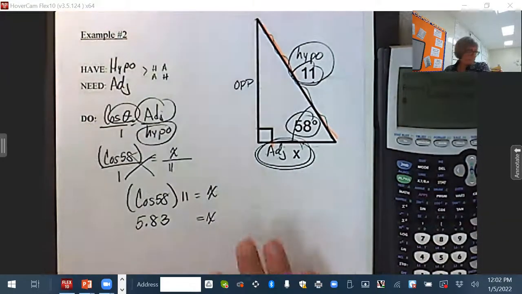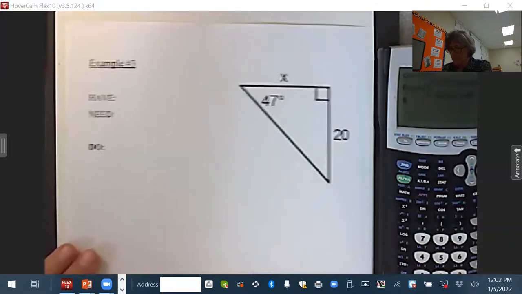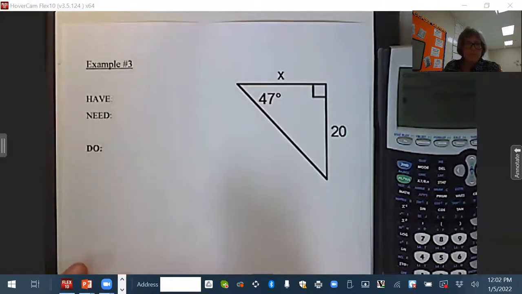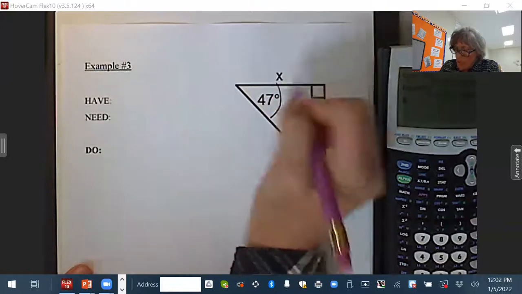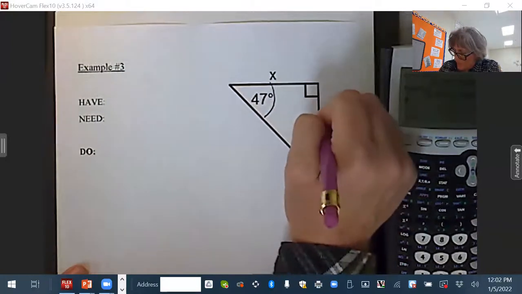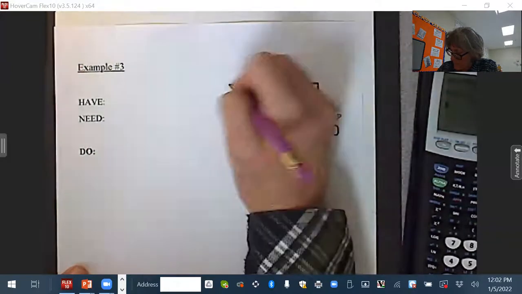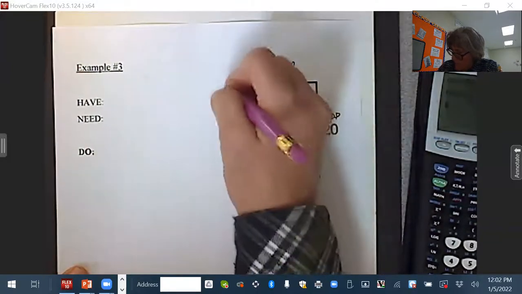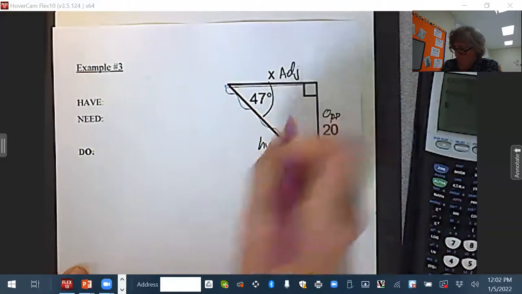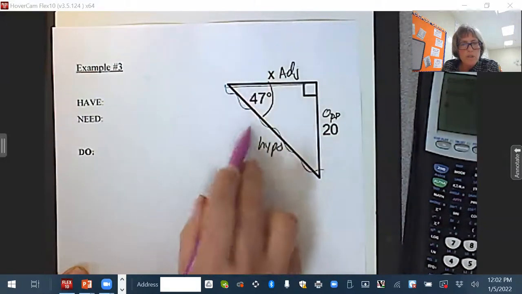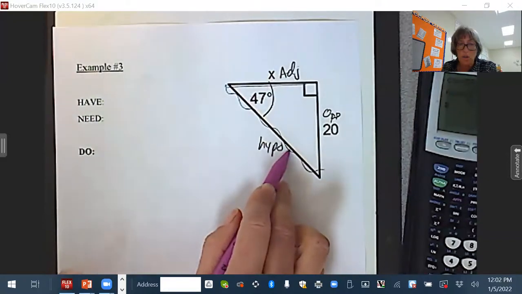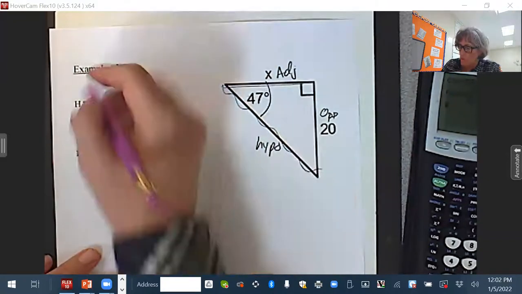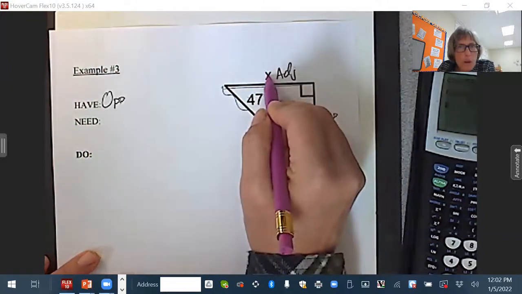Let's do another one. Sweep the angle you're working with. So right now the 20 is the opposite, x is the adjacent. Here's your hypo. Have, need, do. We have the opposite side. This time we want the adjacent.